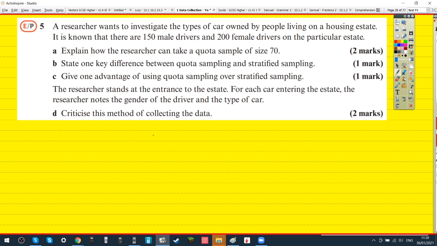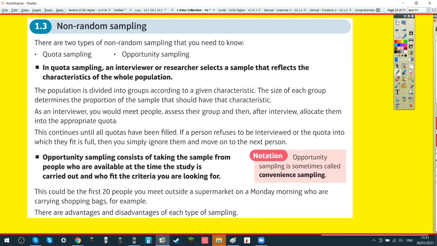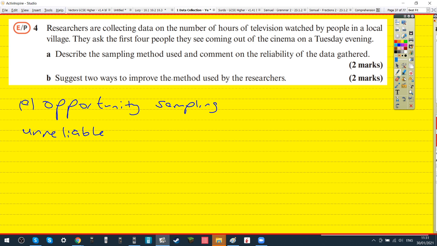Oh, okay. How could we do A? What does it mean by quota sample? They have to meet some kind of quota. An interviewer or researcher selects a sample that reflects the characteristics of the whole population.